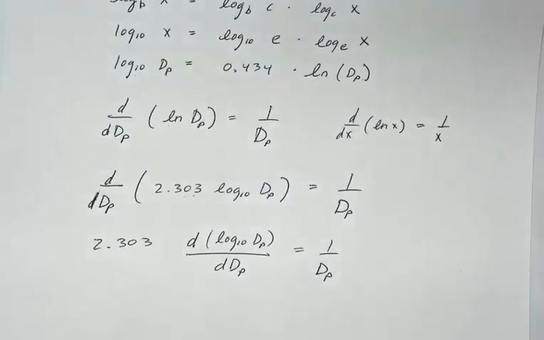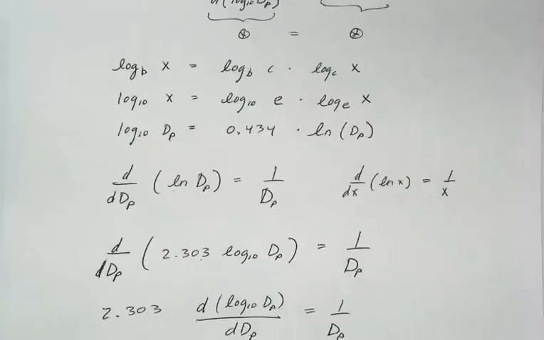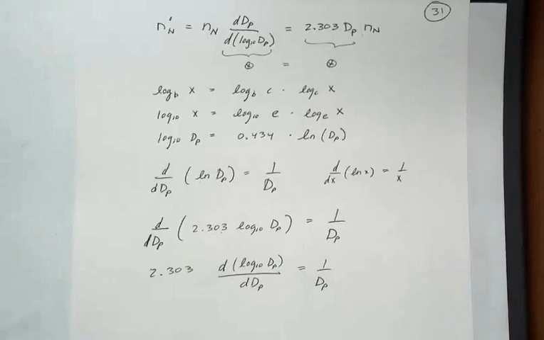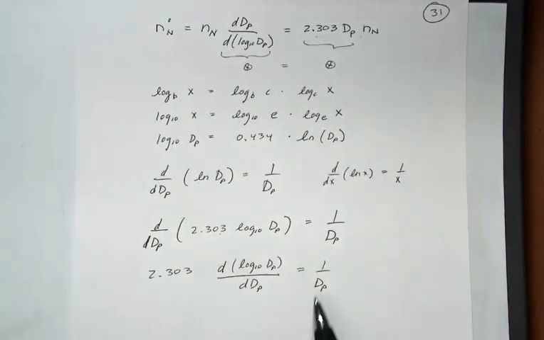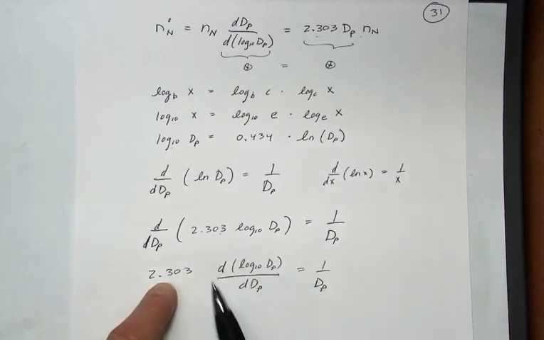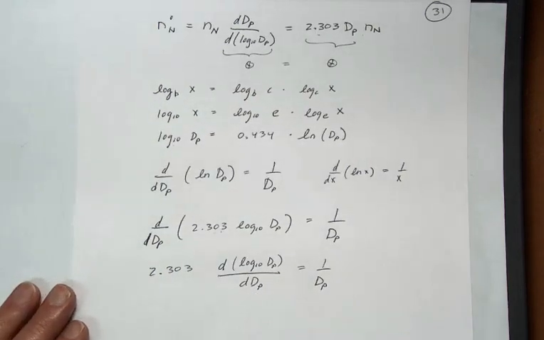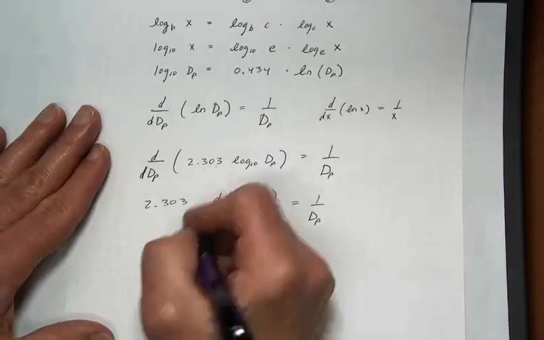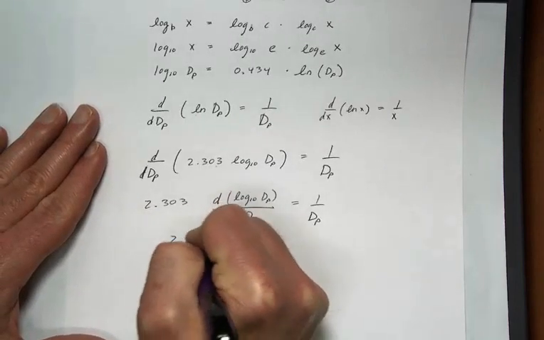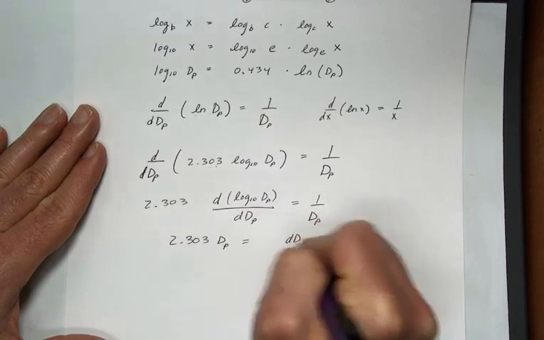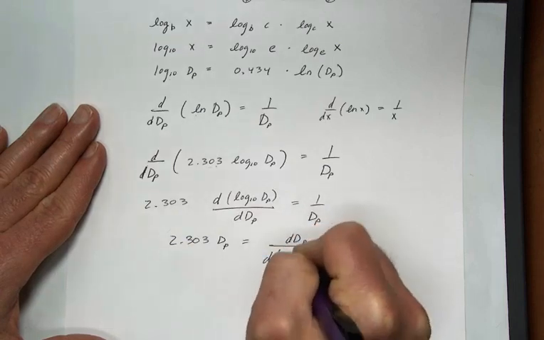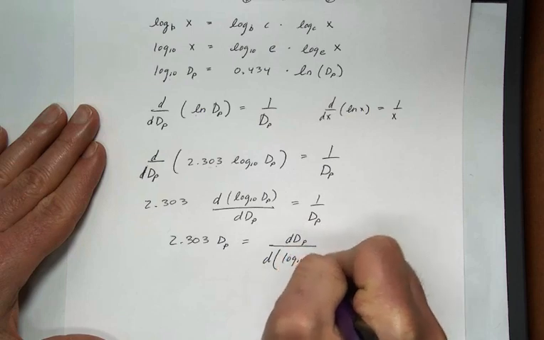So we're almost there. We're trying to show that that is equal to that. So if we bring dp over to the left and then divide both sides by this ratio of differentials, then we get 2.303 dp is equal to ddp over d log 10 dp.